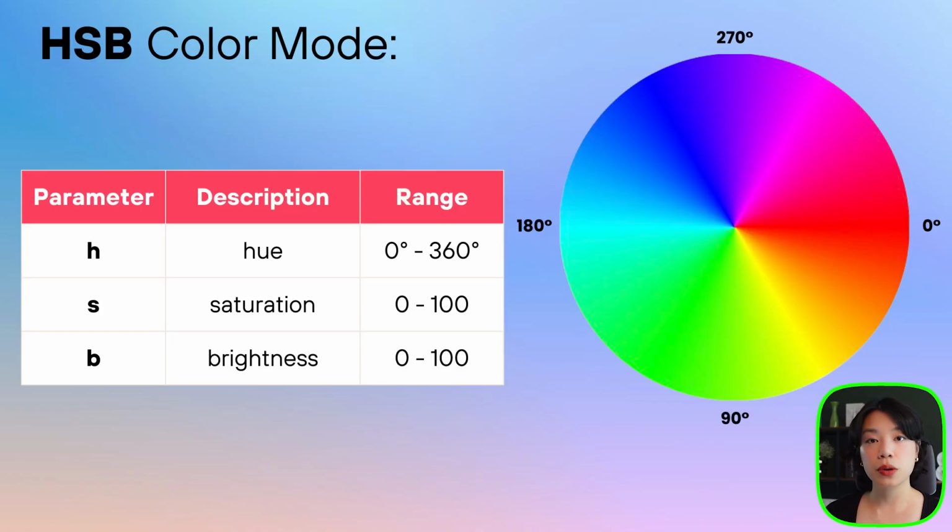The first argument, hue, ranges between 0 and 360, and it's basically the color on a color wheel that goes from red to red. The second and third argument, saturation and brightness, range between 0 and 100. Saturation tells you how intense that particular hue is, and then brightness tells you how bright the color is.